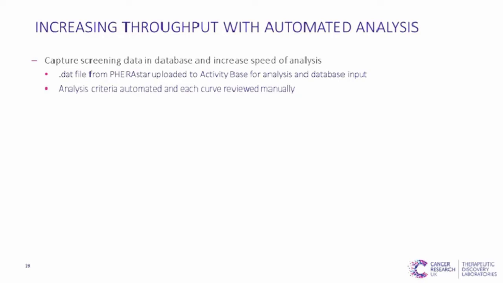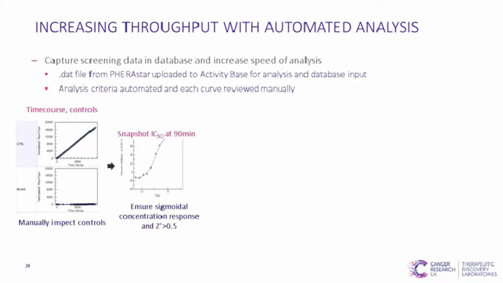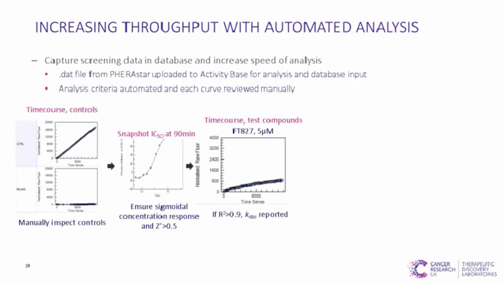We've automated the analysis of these assays as we found it was a rate-limiting step in the process. We upload the .dat file from the PHERAstar into ActivityBase, and we've automated some of the analysis criteria to speed up the analysis. We still manually inspect the controls to ensure they're as we expect. We also manually inspect snapshot IC50 curves to ensure we've got a sigmoidal concentration response. ActivityBase calculates the Z prime, and we make sure they're greater than 0.5.